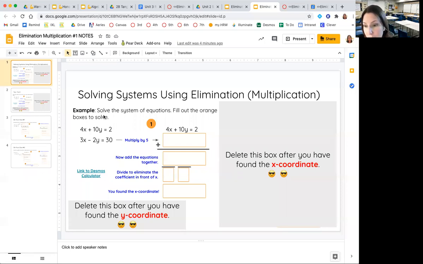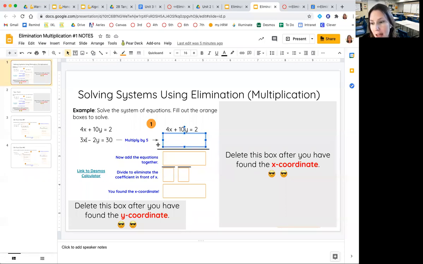So what we're going to do is notice that 4 and 3, we can't multiply to make those match, but we can multiply this -2 by 5 to make it -10, and then we'd be able to cancel out our y's. So in this box, we're going to type the new equation that we get after we multiply this whole thing by 5.